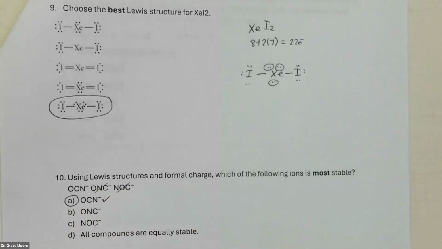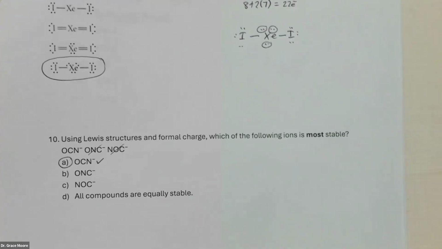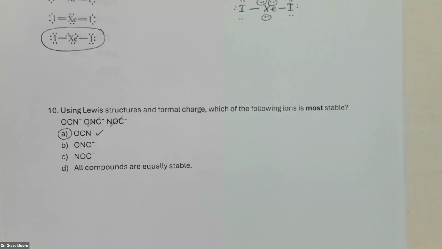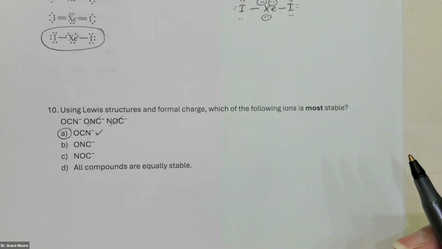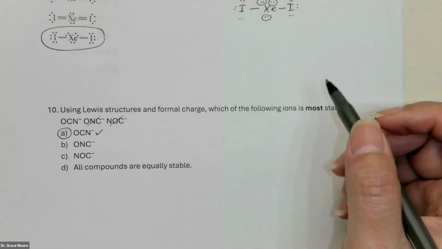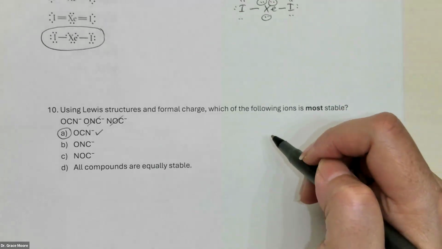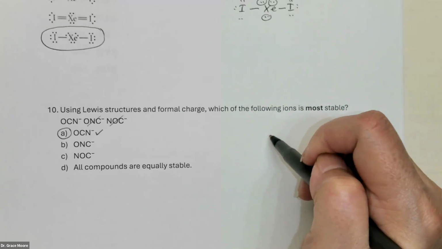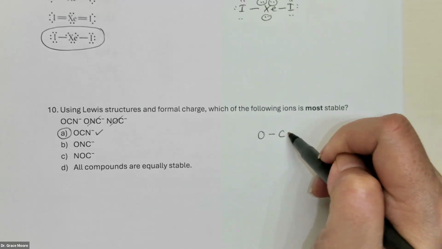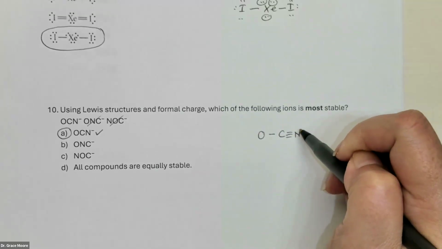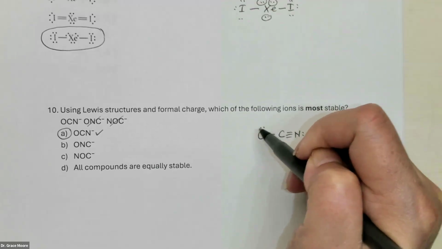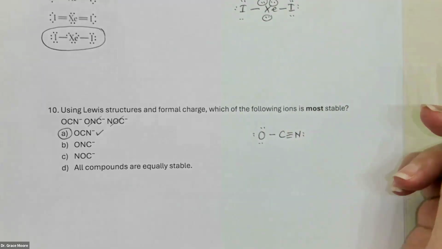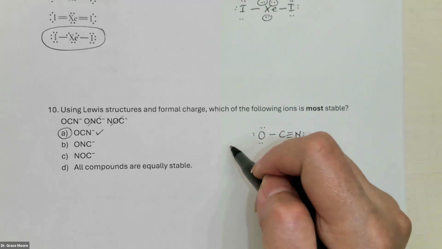I want to go further and show you the formal charges. You don't have to calculate it unless they ask for it, but this is a good way for us to make sure we understand why this one is good, why we put the electronegative ones on the outside. So when you draw OCN, you have O, C triple bond N, and you count the valence electrons, you'll see that this matches. Okay, we keep the electronegative on the outside.